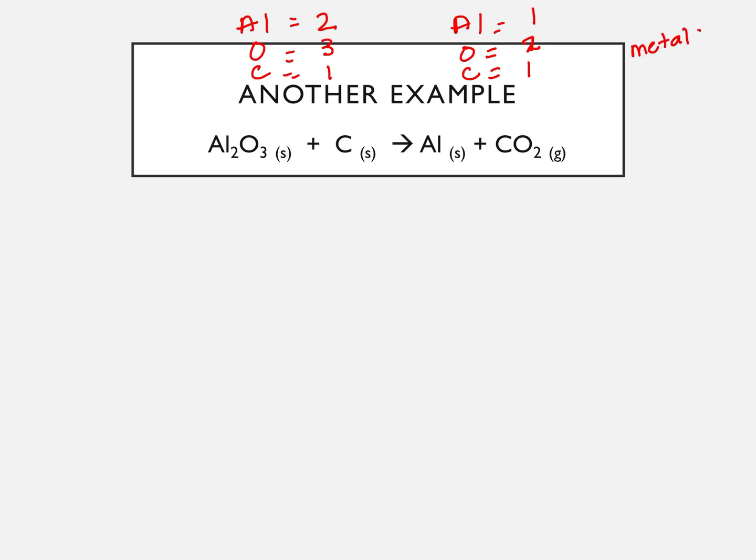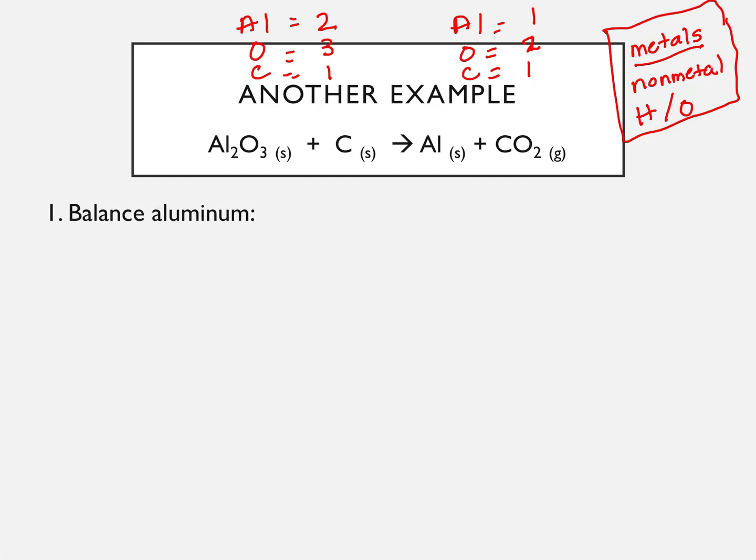I would always start off with balancing the metals. Metals tend to be easier to balance first than the non-metals. So I would go metals and then non-metals after that, except for hydrogen and oxygen. I would do those last. Okay, so here we go. In this one, I don't follow that, but in general, this is a really good way of balancing them.